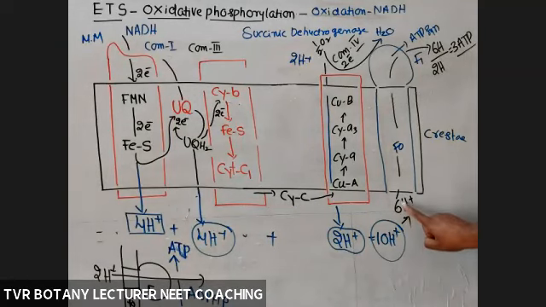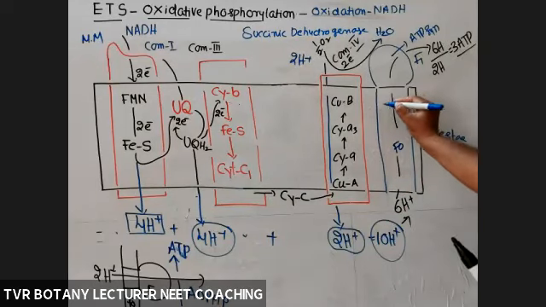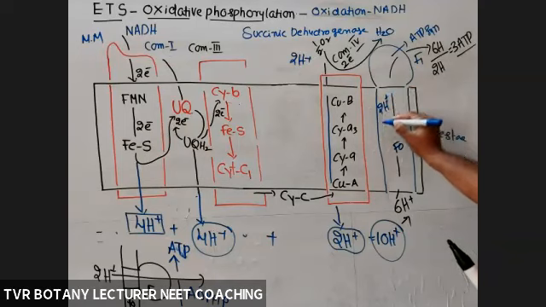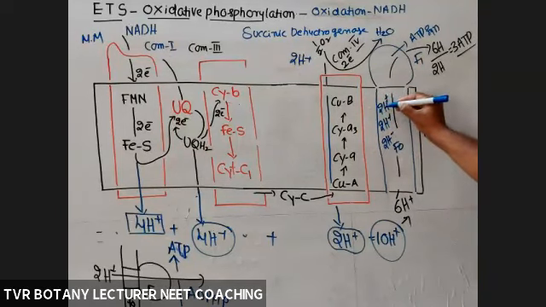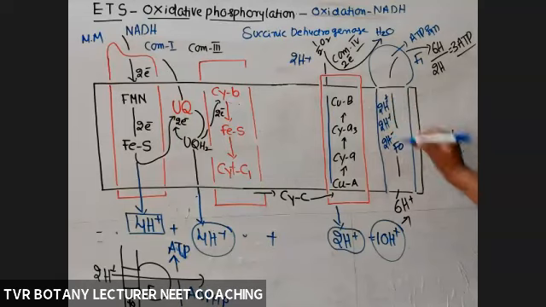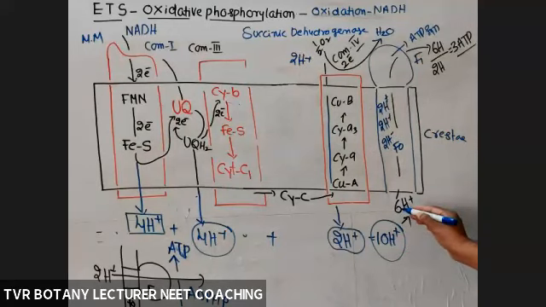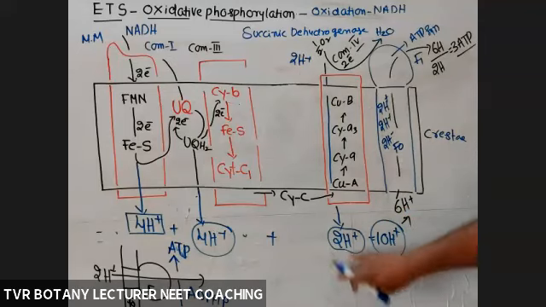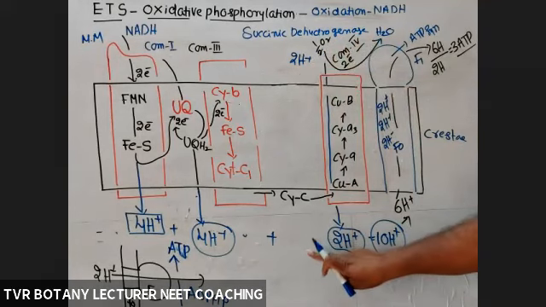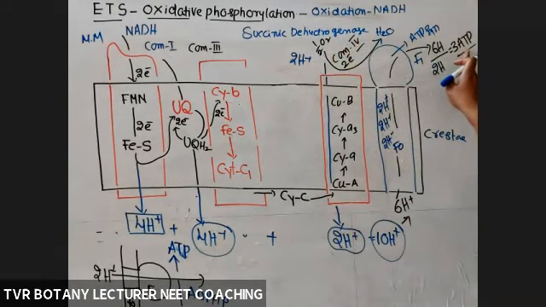So 6 protons means 2 plus 2 plus 2. You can divide like this: 2H+, 2H+, 2H+ to understand the concept. This one accounts for 1 ATP. This one accounts for 1 ATP. This one accounts for 1 ATP. Out of 10H+, how many are involved? 6 only. And what about the fate of the remaining 4? They are retained here to maintain the concentration gradient between the matrix and intermembrane space, to synthesize ATP molecules continuously.